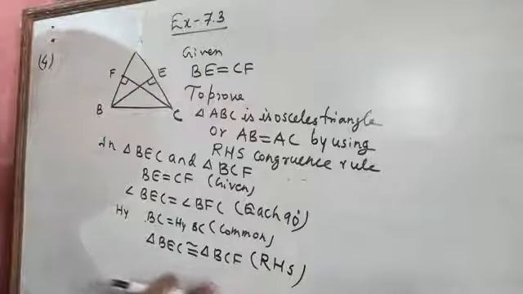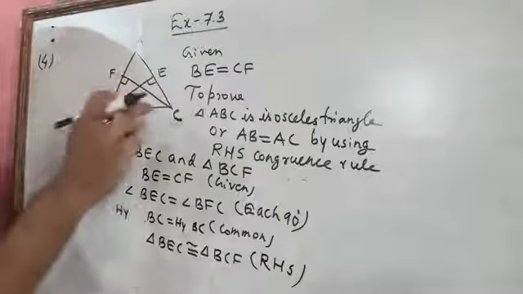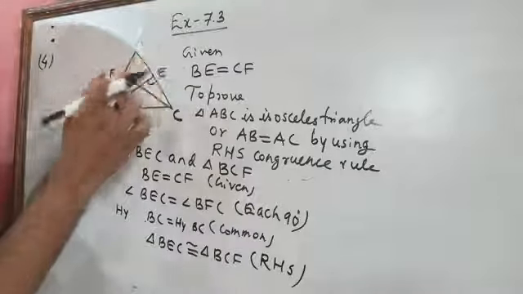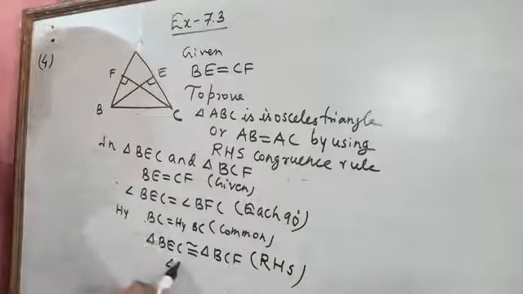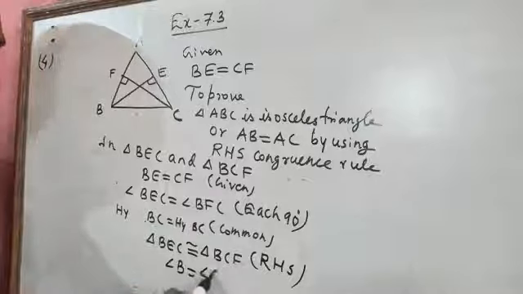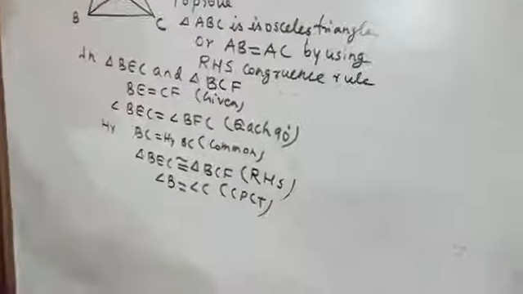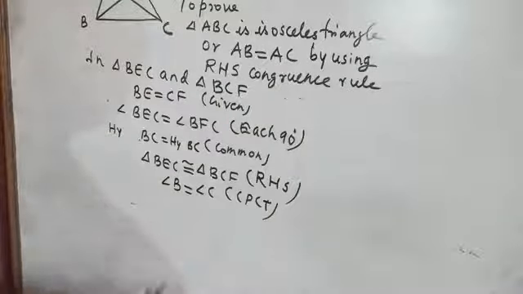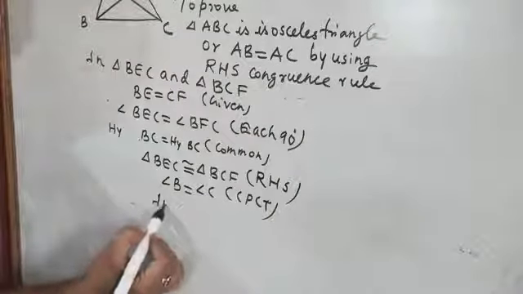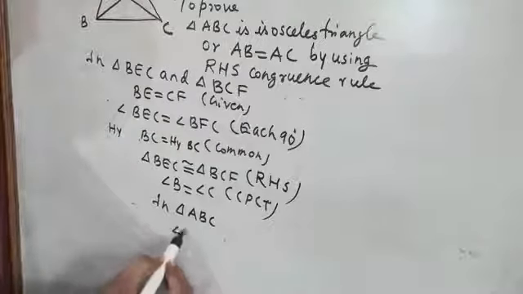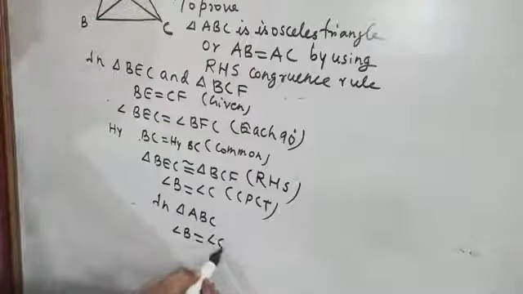From here, we can't prove that AB is equal to AC because AB is not a part of this triangle, and we can't take a side outside the triangle. So we'll write here angle B is equal to angle C, by CPCT. Now we'll take the triangle ABC. Angle B is equal to angle C.